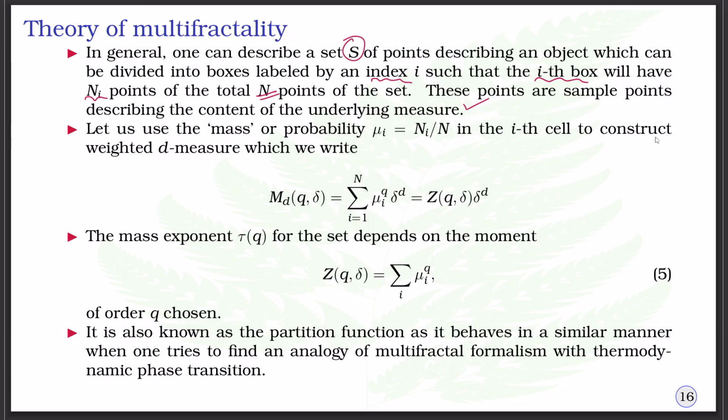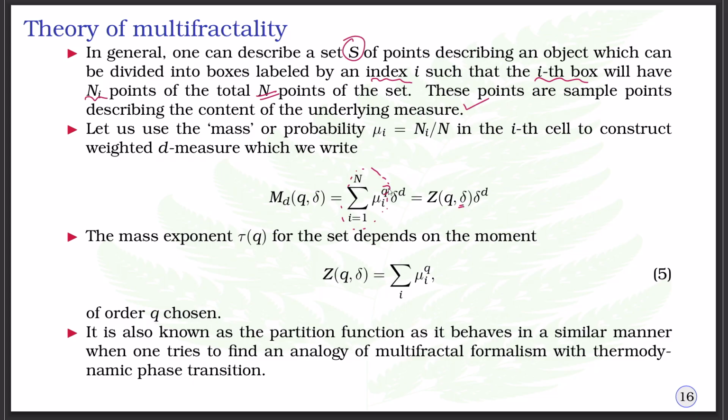For the ith cell, to construct the weighted d measure, which we write as Md(q, δ), it is written as the sum from i equal to 1 to n of μi^q δ^d. That means this quantity I can take as Z(q, δ) δ^d, because the size of the boxes matters, and μi depends on this power.